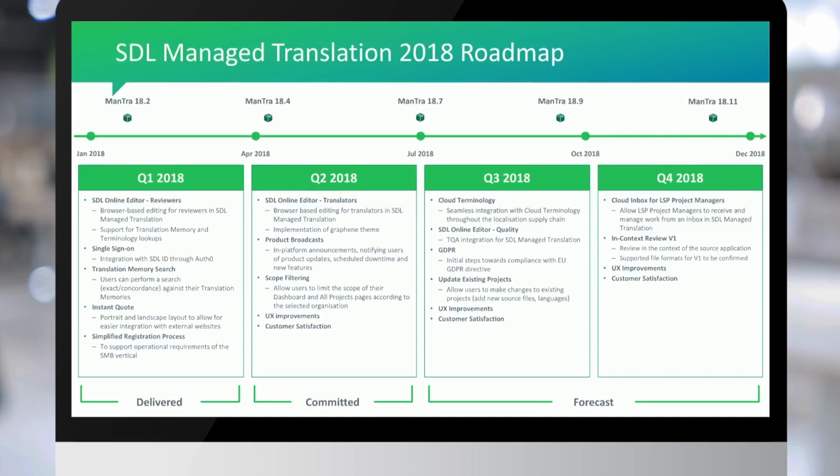So later on in Q2, we will be implementing what we call scope filtering within managed translation. What this means is for users that perhaps have overarching visibility of multiple departments, multiple groups of users within managed translation. At the moment when they log into the system, they see all the projects across all of those sub-teams and departments. So it makes it a little difficult for those users to go in and see exactly what those individual teams are working on.